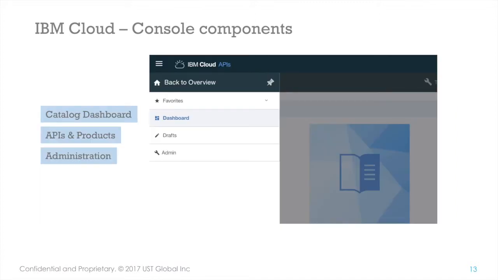We have the different options in the menu, like the catalog dashboard that we have just seen, the drafts where the APIs and products are defined, and then the administration tab where we administrate our service.